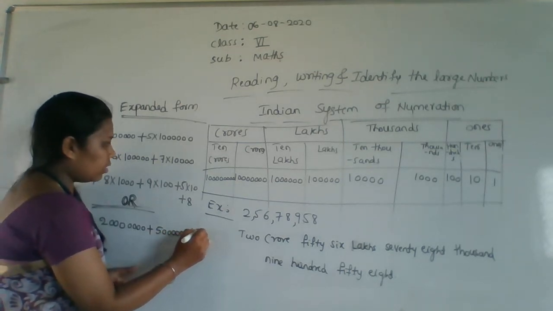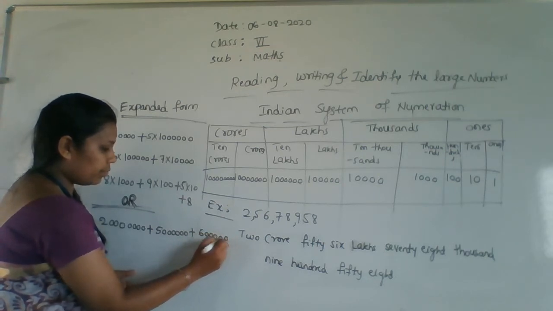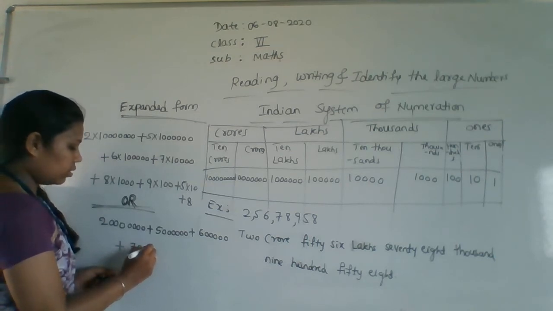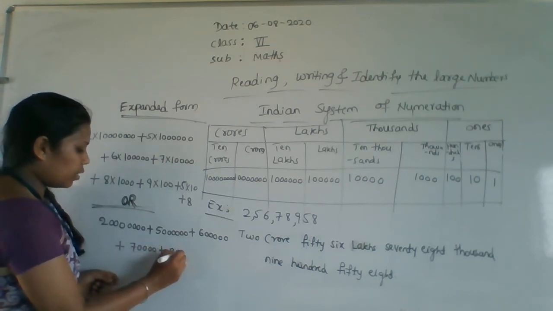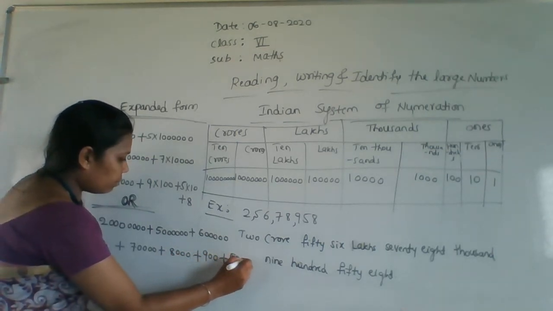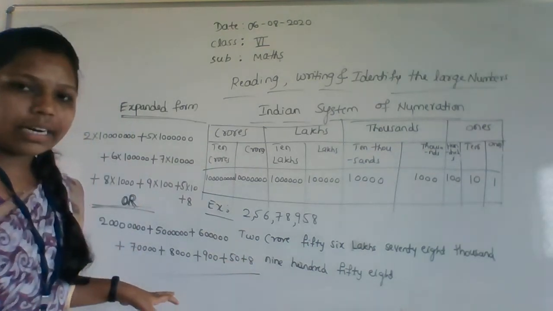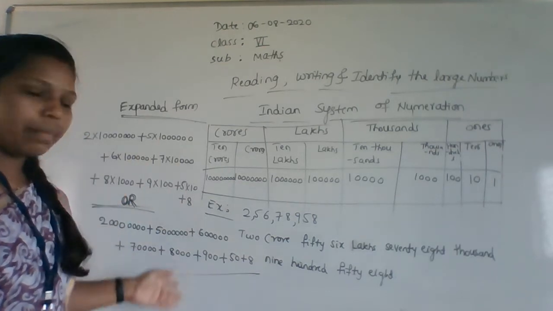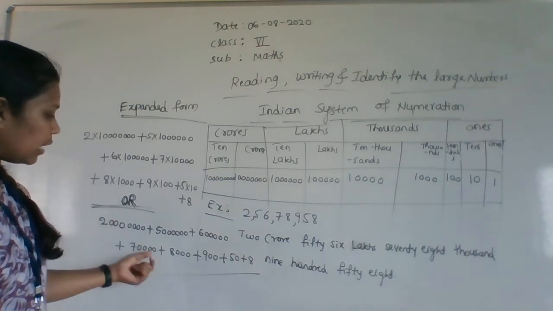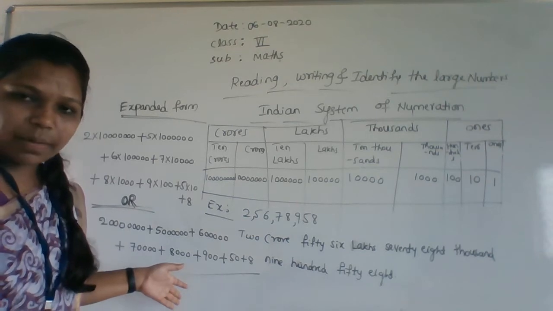plus 6 lakh plus 70,000 plus 8,000 plus 900 plus 50 plus 8. So this is also correct, this is also correct. Whatever method you find easy, you have to follow that method only. Okay, if you want to write like this, write, or if you want to write like this, you can write, but both are correct, and for both you will get the marks.